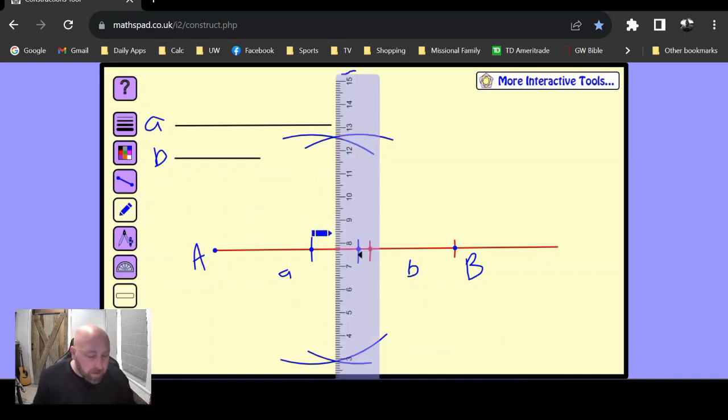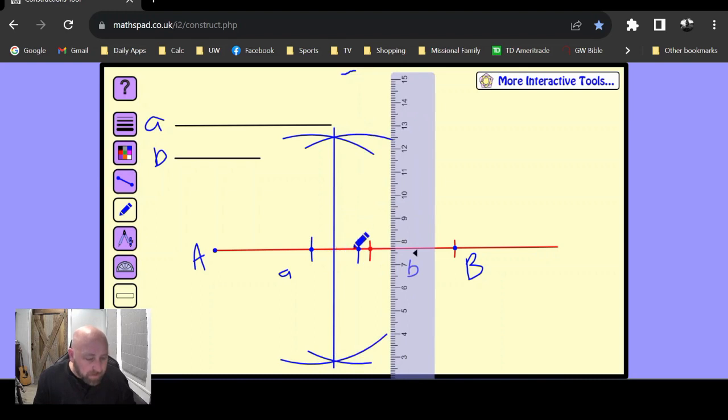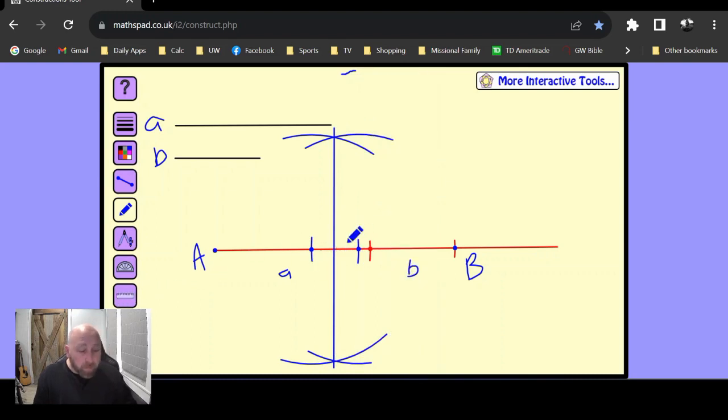All right, so I've got it lined up, and I really don't have to connect the whole thing. You don't need to. I only need this point right here. Okay, this is my midpoint. This is my midpoint of what? Of AB. Okay, what is AB?